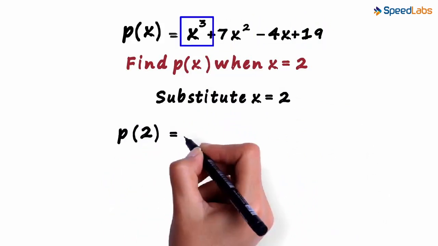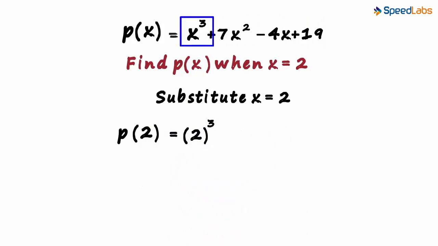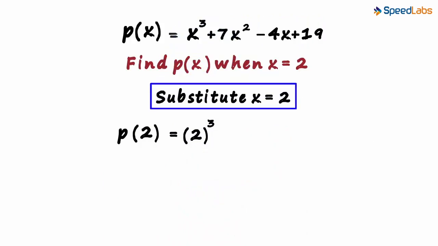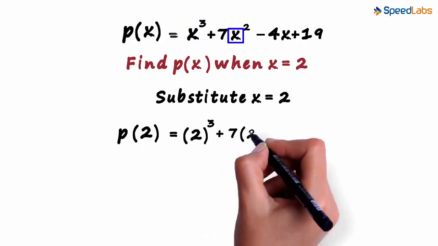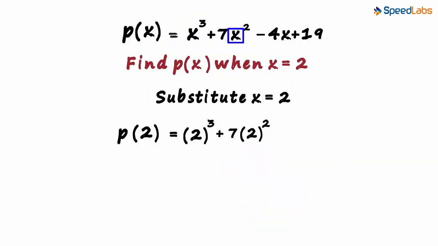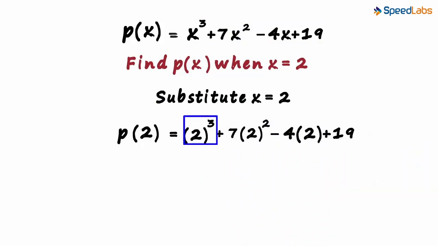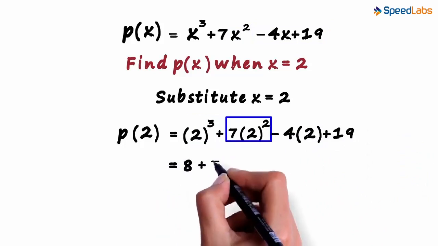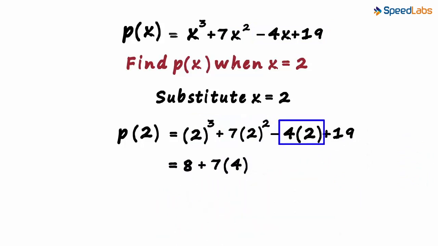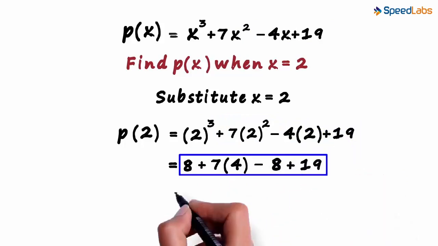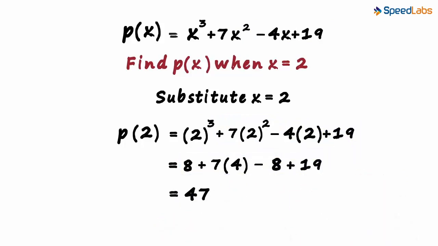X cubed will be 2 cubed. All we did was substitute x with 2. Substituting with 2 here, we get plus 7 times 2 squared, minus 4 times 2, plus 19. 2 cubed is 8. This is 7 times 4. 4 times 2 is 8. Plus 19. That equals 47. So we can say that the value of the polynomial is 47 when x equals 2.